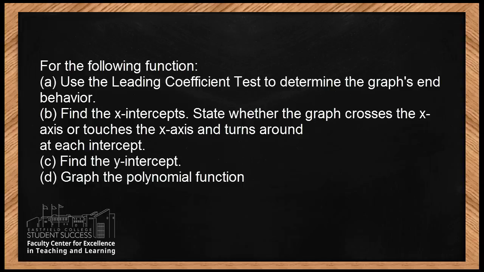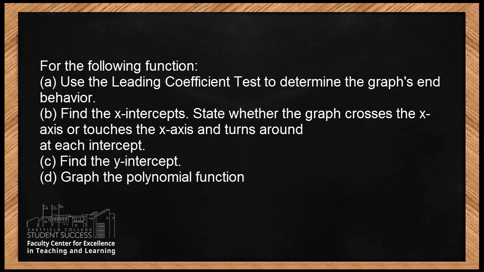The first thing we're going to do is read the problem. For the following function, Part A, use the leading coefficient test to determine the graph's end behavior. Part B, find the x-intercepts, state whether the graph crosses the x-axis or touches the x-axis and turns around at each intercept. Part C, find the y-intercept. Part D, graph the polynomial function.